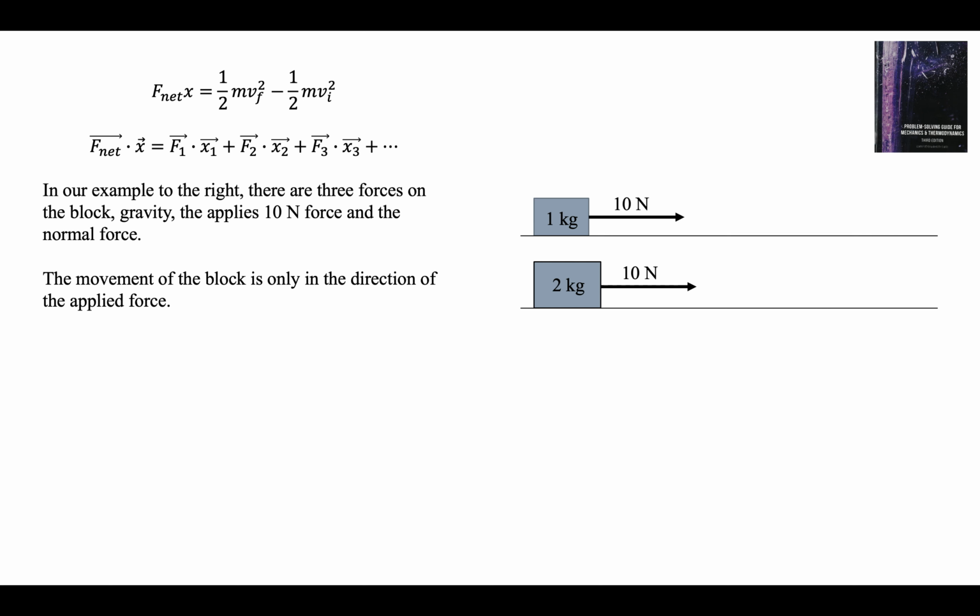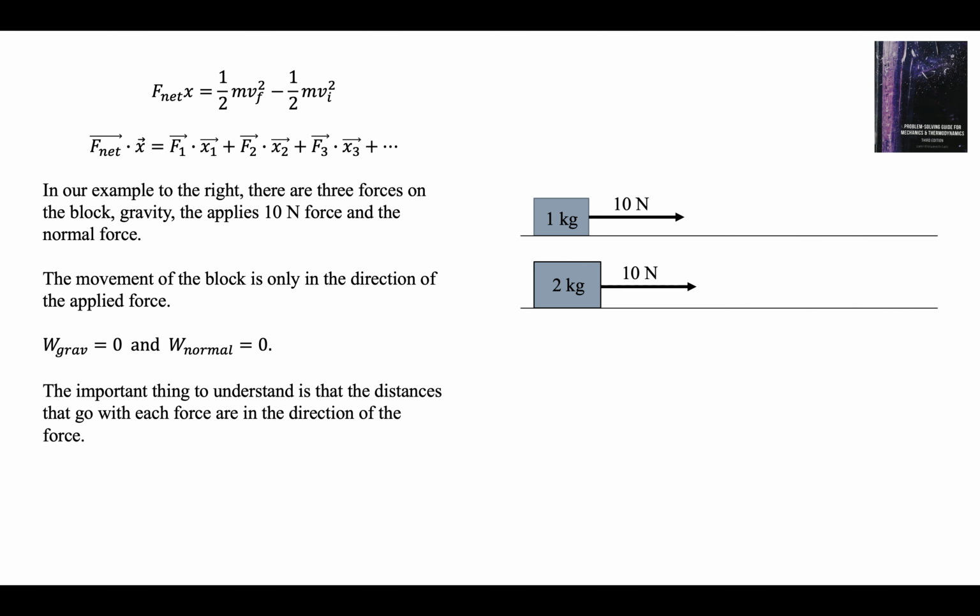The movement of the block is only in the direction of the applied force, so the work done by gravity is 0. It doesn't move in that direction. The work done by the normal force is 0. It doesn't move in the direction of the normal force. So these distances that go with the forces are the distances moved in the direction of the force. And it should make sense that gravity doesn't speed up the object if it's moving horizontally. So I think we're ready to solve some problems.